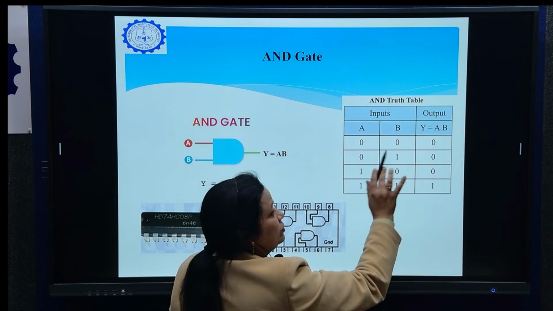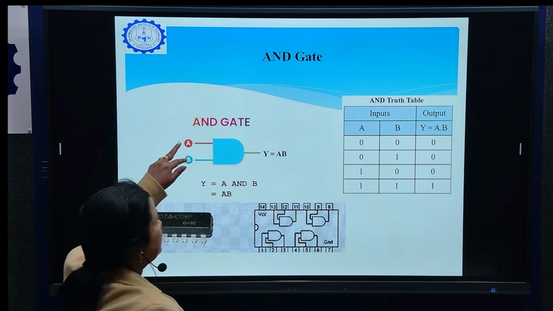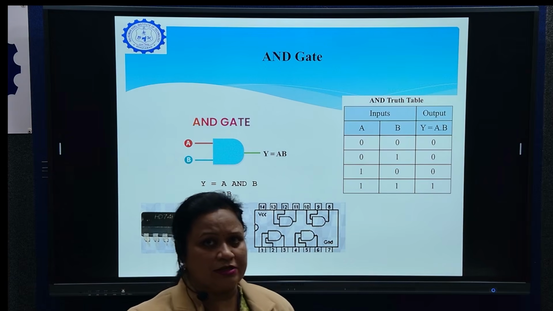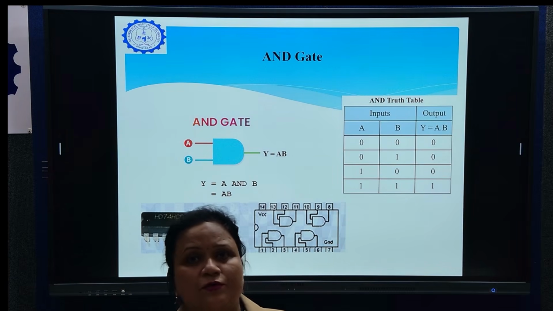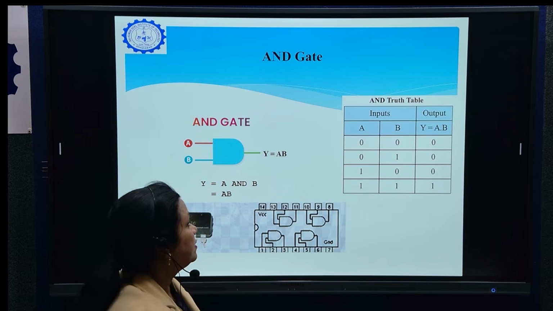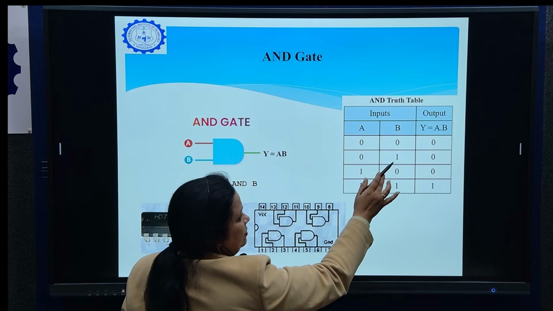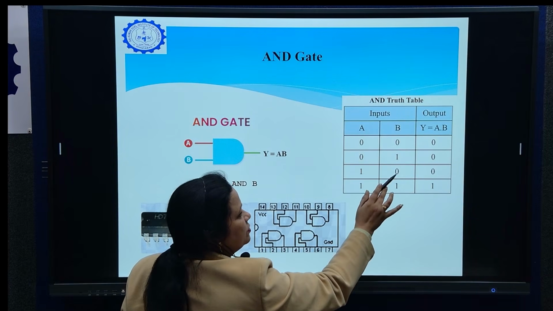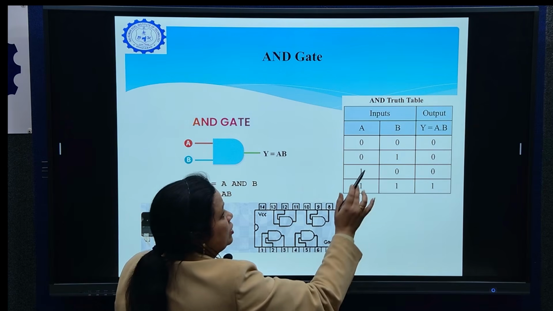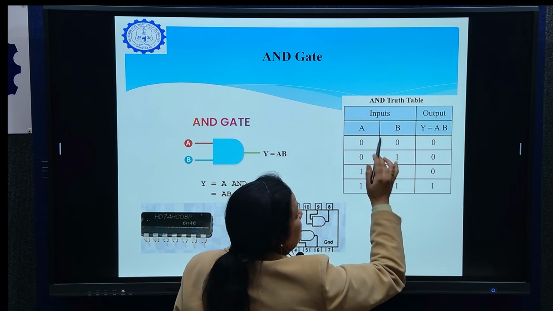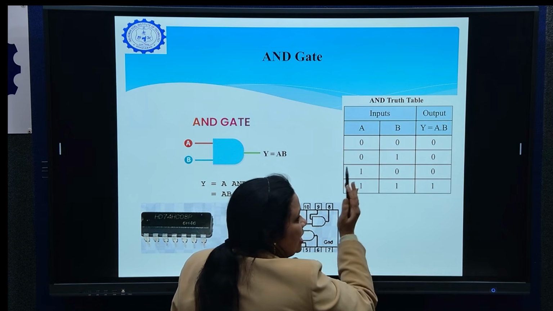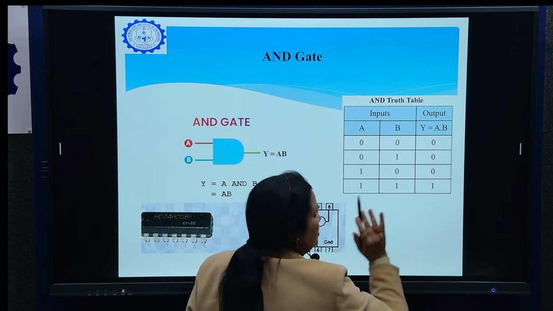Taking all the combinations, because we have 2 variables, we can have 4 combinations, 2 to the power 2. That means 4 combinations in total: when A is 0, B can be 0 or 1. When A is 1, B can be 0 or 1. So, coming to the output, this is a truth table. On the left hand side we write the inputs, on the right hand side we write the output.